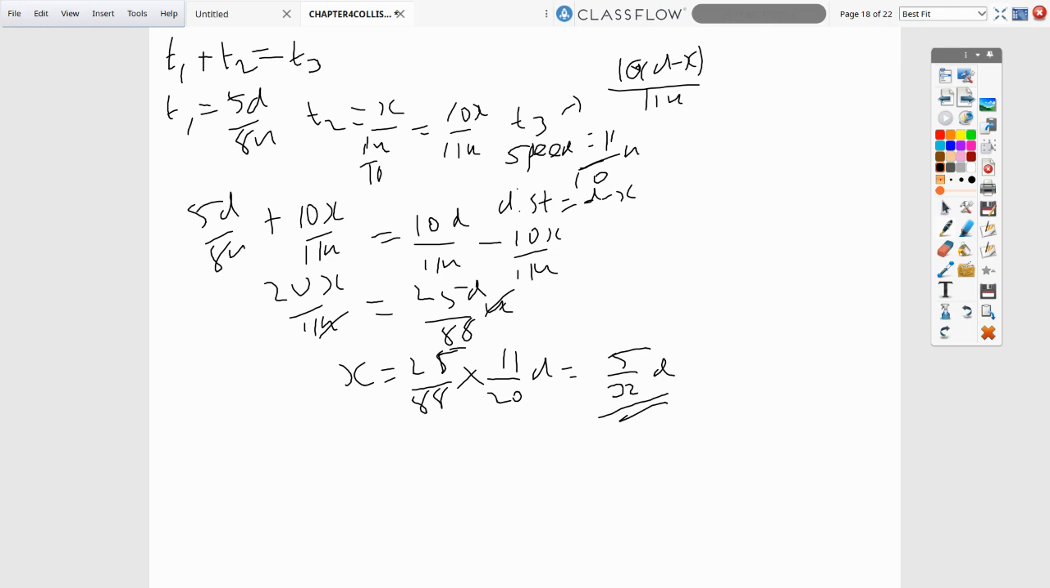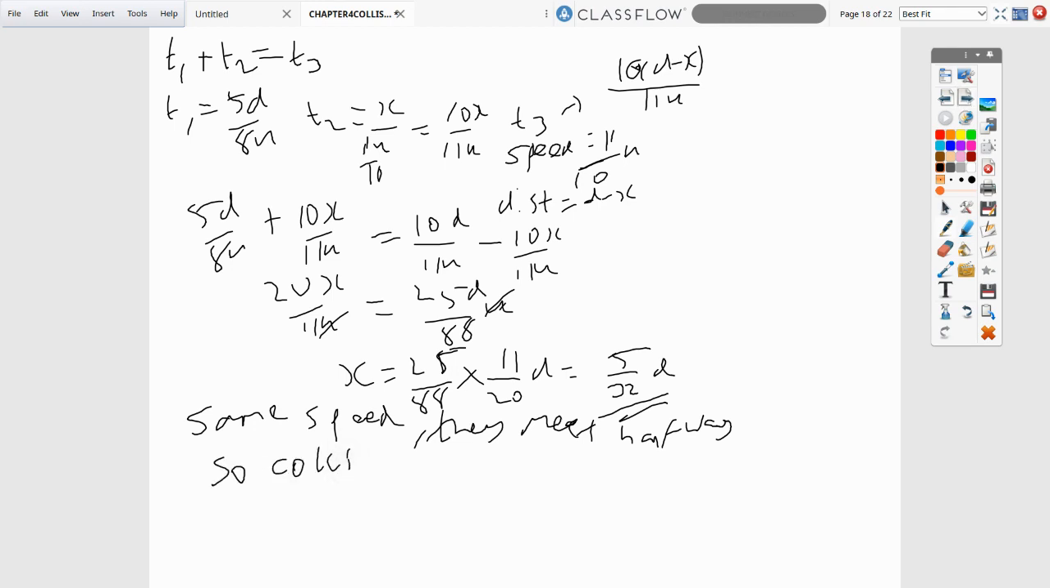from lower down school, because they have the same speed. The speeds are the same. Same speed. I'll write this down here. So it's a putting in a same speed. They meet halfway. So collide at 5 over 32 D from the wall. And that's it. Nothing tricky with that, I don't think.